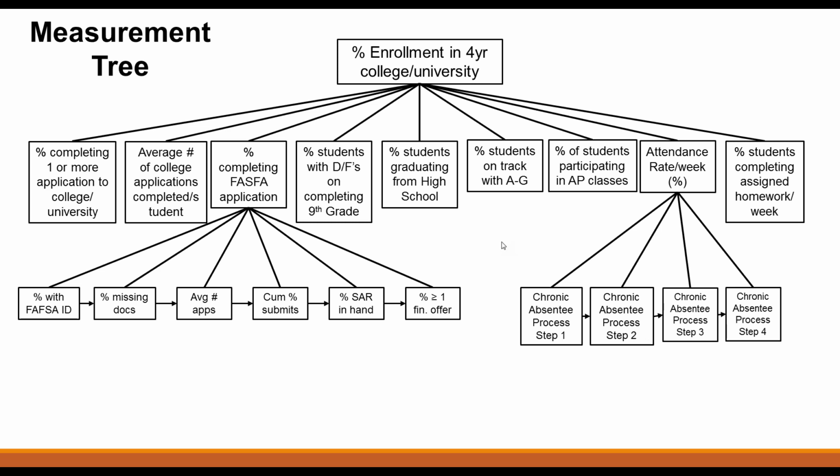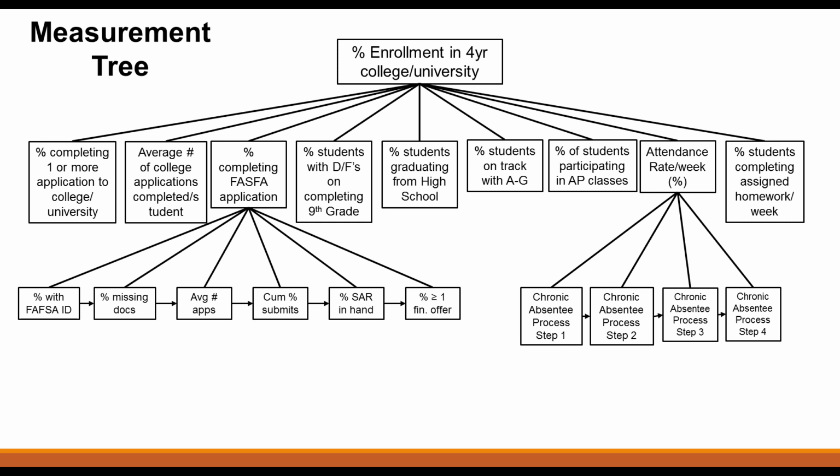So we can look at the percentage of students who complete one or more college applications. Turns out there's good evidence that if you complete more than 4 college applications, you're more than 95% likely to go on to attend a four-year university. If you complete less than 4, you have a much diminished chance of that.